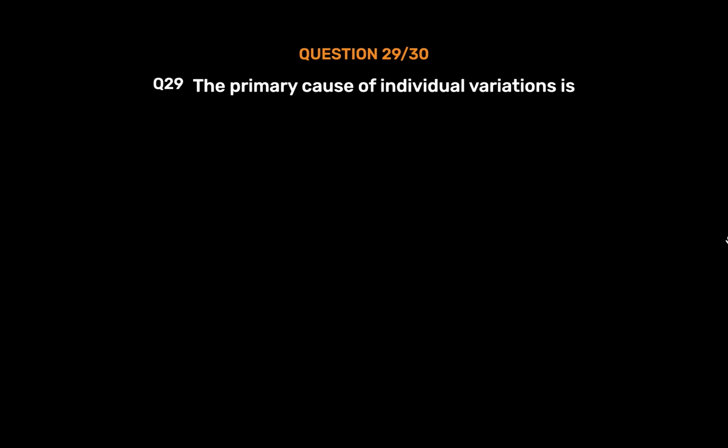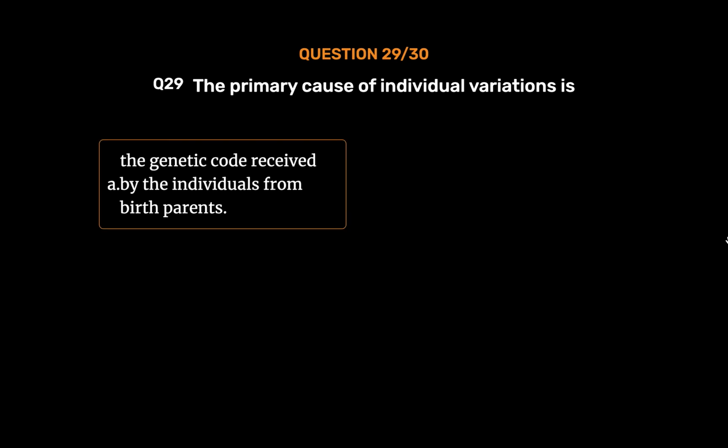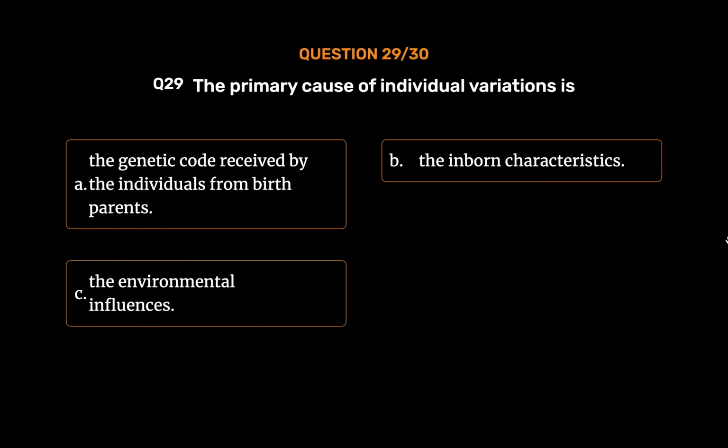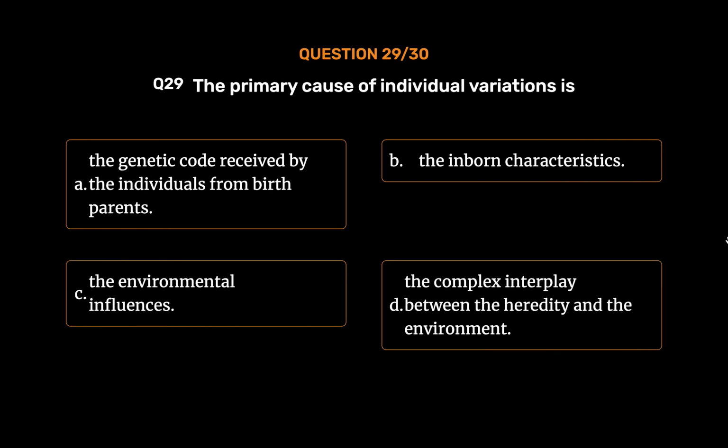Question number 29. The primary cause of individual variations is: Option A. The genetic code received by the individual from birth parents. Option B. The inborn characteristics. Option C. The environmental influences. Option D. The complex interplay between heredity and environment. The correct answer is Option D. The complex interplay between heredity and environment.